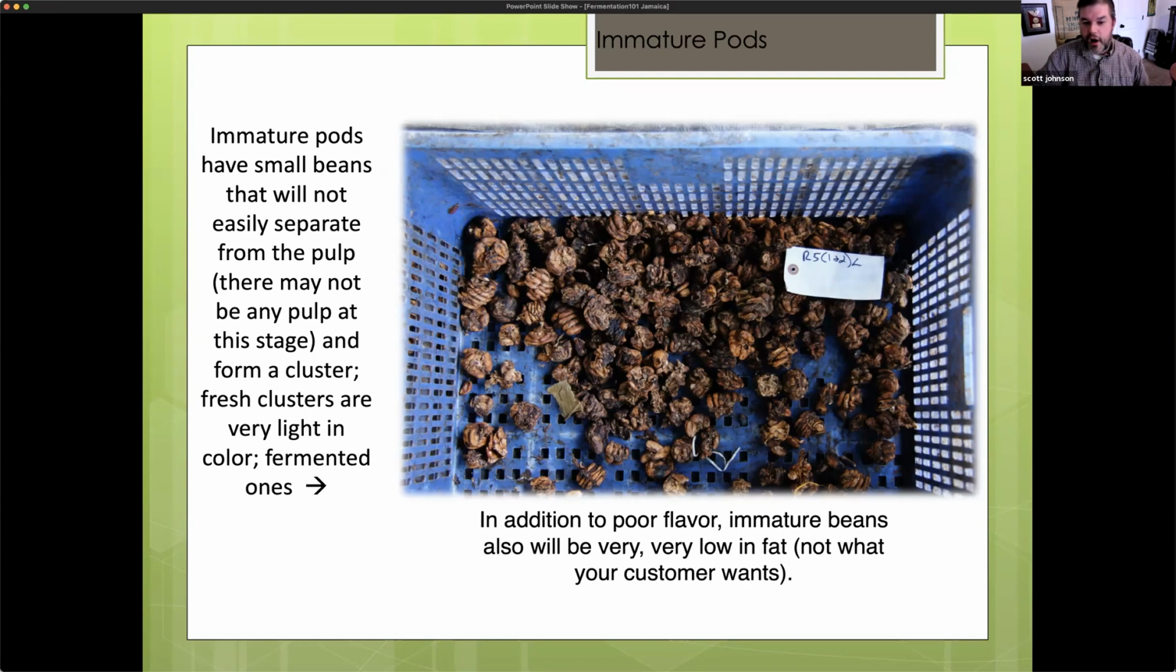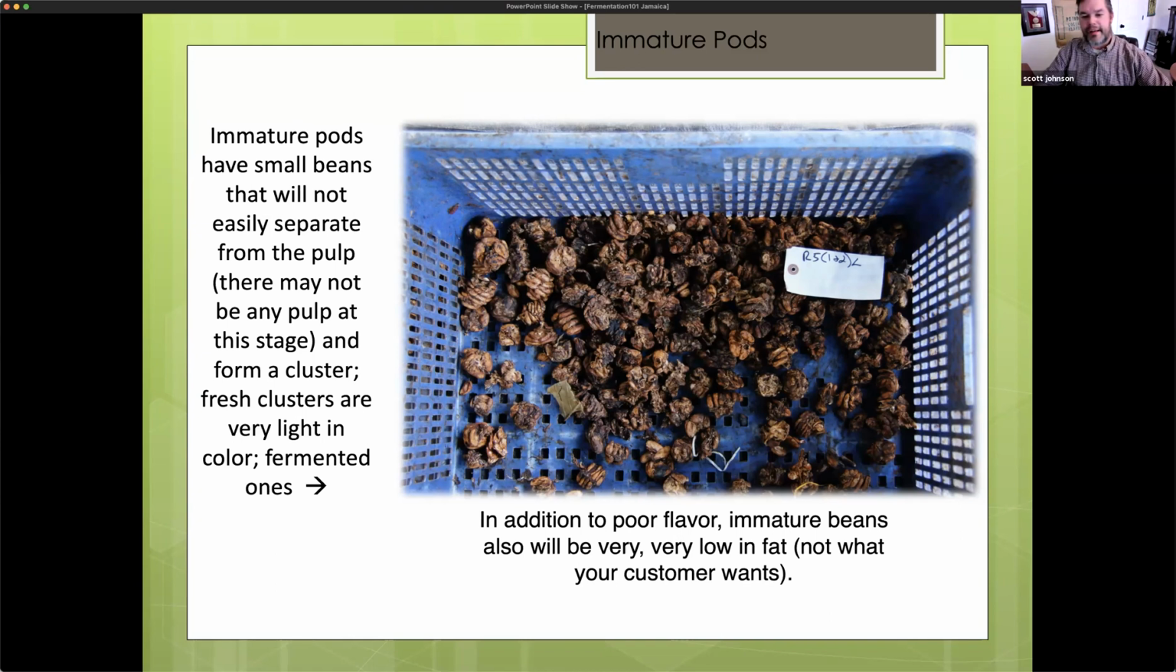One of the hallmark signs of an immature pod is that these beans are all stuck together, right? That starch that has not yet turned into sugar acts as a glue and will glue all these things together, and it's part of the issue with fermentation. These clusters are going to be very light in color. They're going to have poor flavor. They're going to generate something called a free fatty acid, which is a part of your fat.